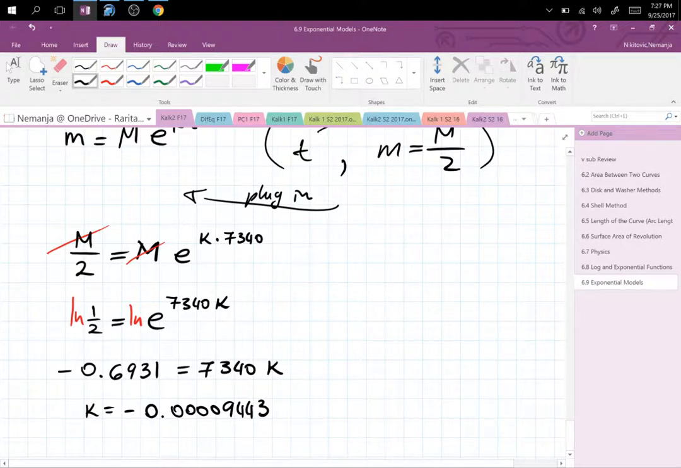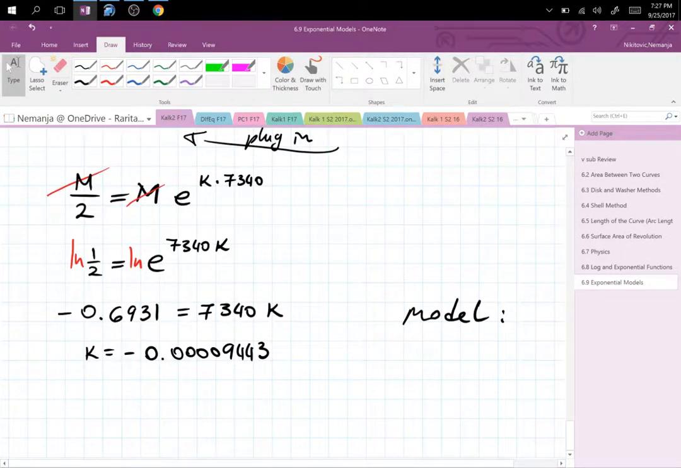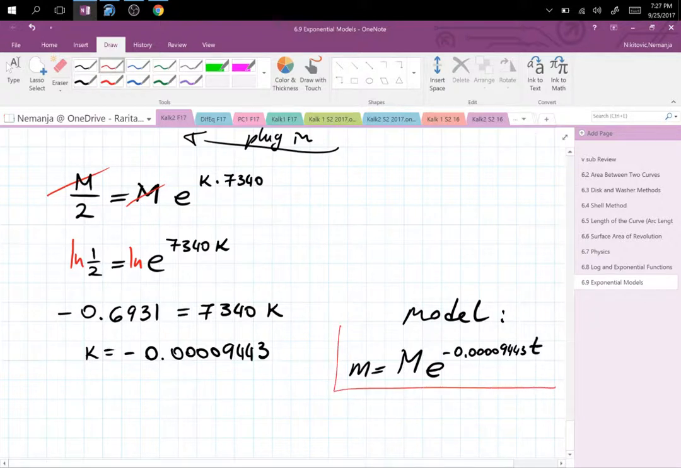which gives us the model for thorium. Model for decay of thorium-229. The mass of thorium at any time is the initial mass e to the negative 0.000094443 t. That's the model. With this model, I can compute anything I want.